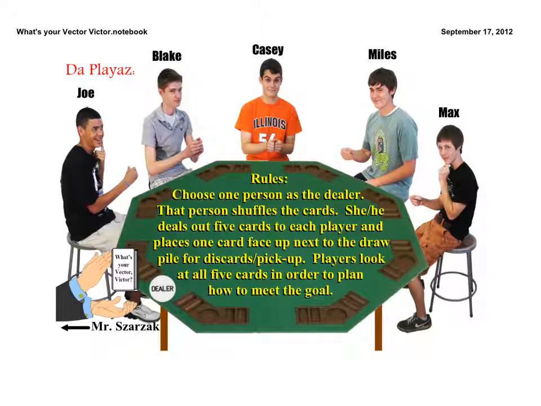So, first of all, somebody will start as the dealer. They will shuffle those cards up and they will deal out 5 cards to each player. And they will place 1 card face up next to the rest of the deck that is face down. And all players at that point will be able to look at their cards to see what they're working with.